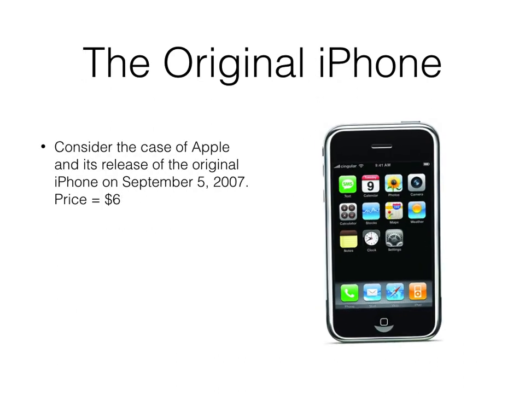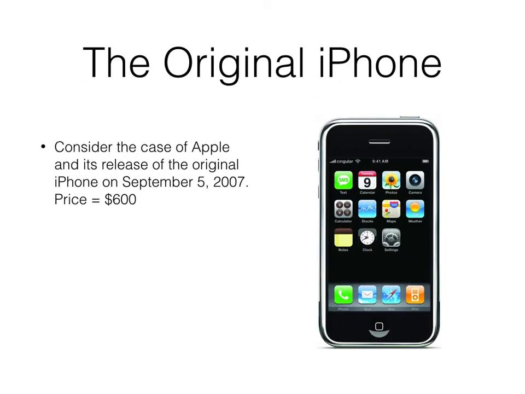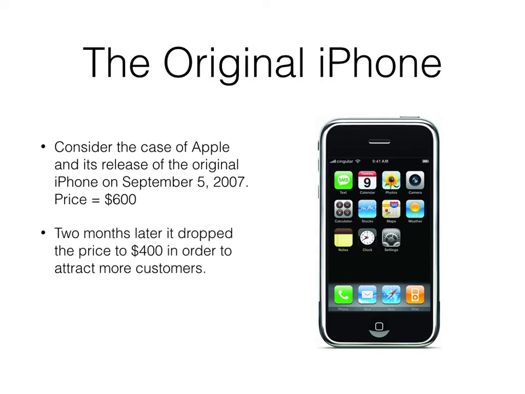So if you look at something like the original iPhone, when it first came out in September of 2007, it was charging $600 for the iPhone, and 2 months later it dropped the price to $400 in order to attract other customers who weren't willing to pay $600, but they were willing to pay $400. Now, of course, that created an uproar, and Apple gave those early adopters a little bonus. They gave them some credit at an Apple store.